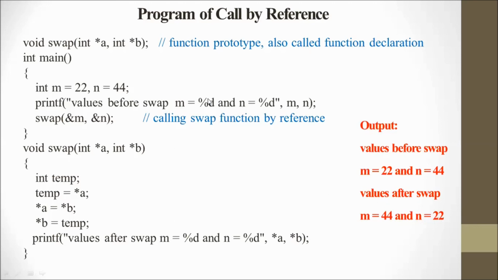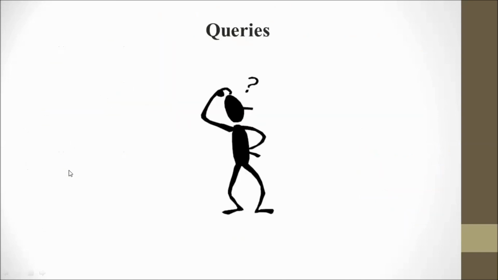So I think you understand the concept of call by reference. The difference between call by value and call by reference is that in call by value, we pass the actual value to the function, and in call by reference, we pass the address of the variable to the function. Okay. So I think you understand the logic and concept of the function: how to call a function, how to use a function, how to pass values to a function.